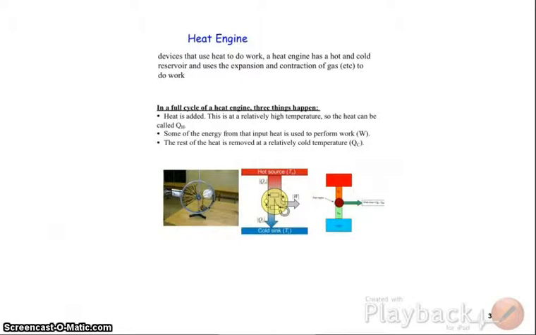In the full cycle of a heat engine, three things happen. Heat is added at a relatively high temperature. Some energy from the input is used to do work, so that heat energy is used to do work. And the rest of the heat is removed in the cold reservoir, so it's kind of taken out of the system.